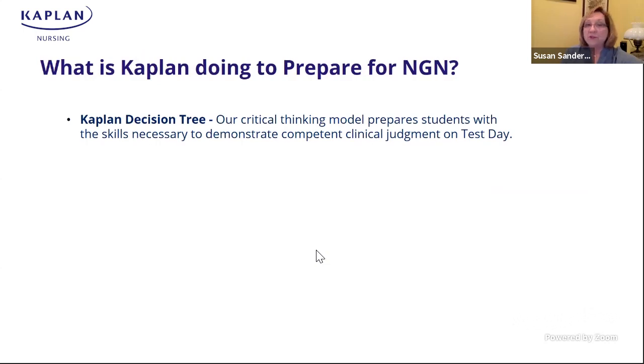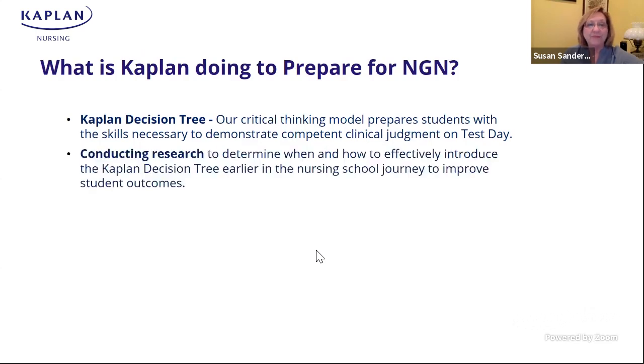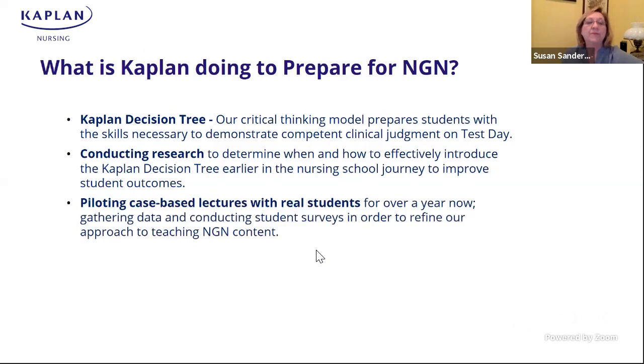Also, the decision tree, we've already talked a little bit about that. We do believe that our decision tree prepares students for clinical judgment and will help them on test day. We are conducting research to see if offering components or parts and pieces of the decision tree earlier in nursing school is effective, and how that can help students be better prepared for clinical judgment. So watch for some research on that.